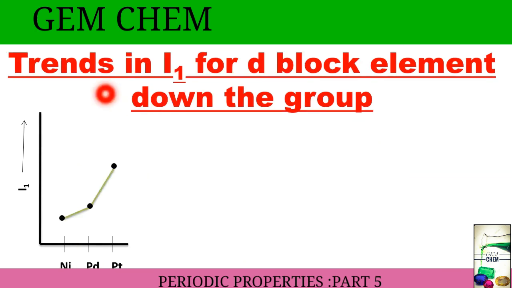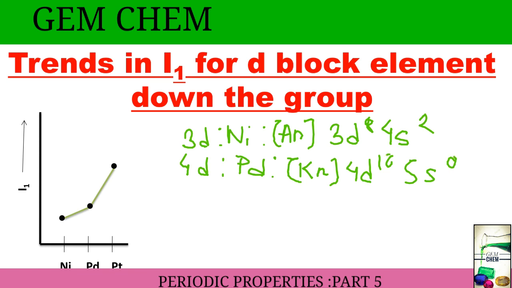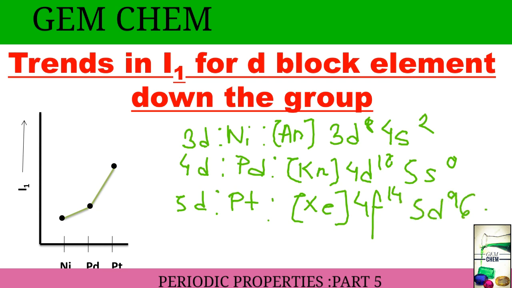Now we will see the trends in I1 for d block elements down the group. Now see here, we need to write the configuration first. So for 3d, nickel is argon 3d8 4s2, whereas for 4d it is palladium, krypton 4d10 5s0, whereas for 5d it is platinum and it is xenon 4f14 5d9 6s1.